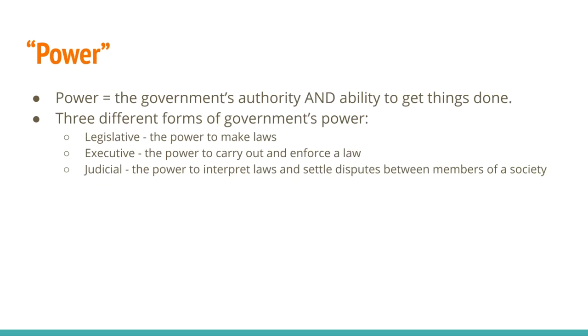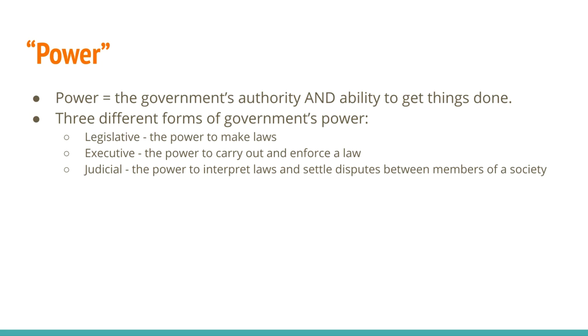The second component of government is power. And power is the government's authority and their ability to get things done. So it's authority and ability. That's power, okay? And it's the second component of government. There are three different forms that a government can have this power. Three different forms in which the government's power can manifest, okay?